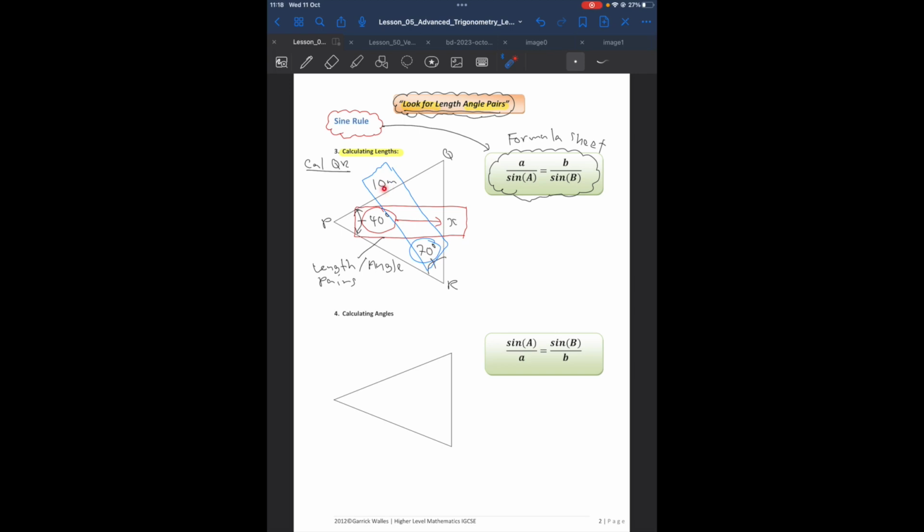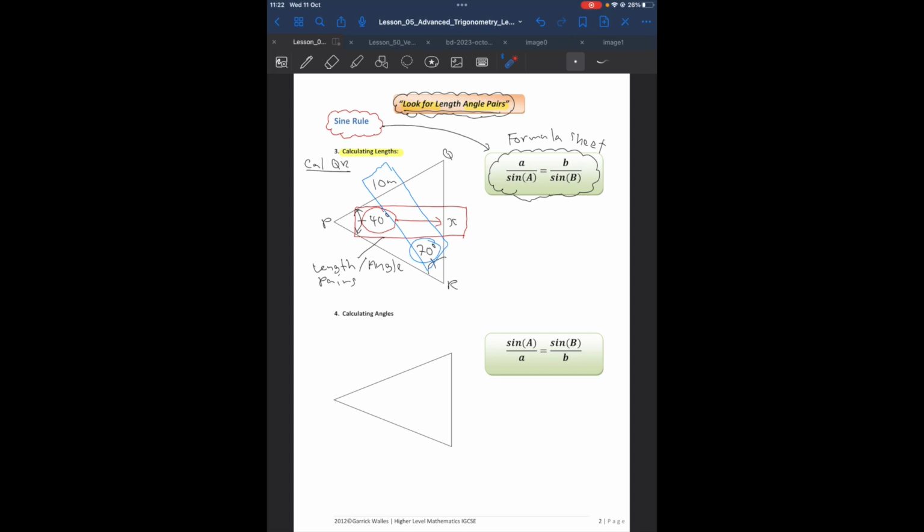When we've identified the length angle pairs, we can then look at this sine rule formula and see what it exactly means. What this formula basically tells you is that if you are using the sine of the angles, then the length angle pairs are equal to each other. So A over sine A is one length angle pair, and B over sine B is another length angle pair, and those two are going to be equal. That's what the sine rule is telling you.